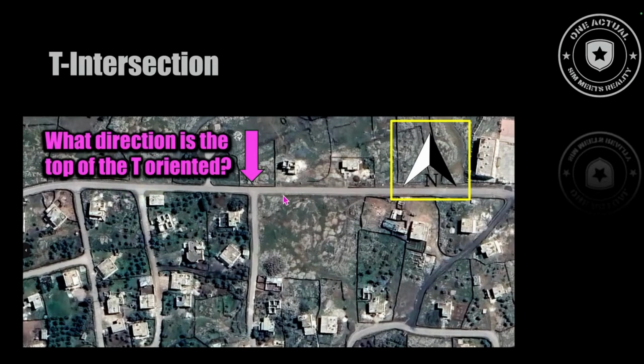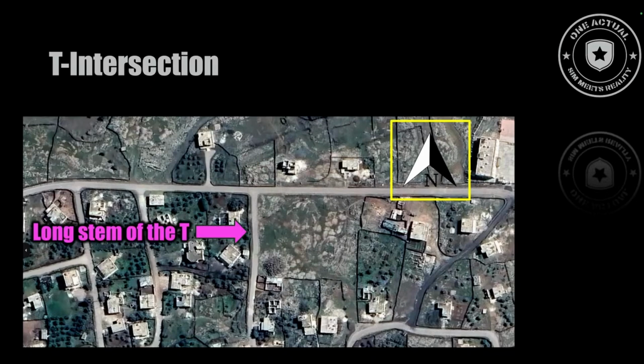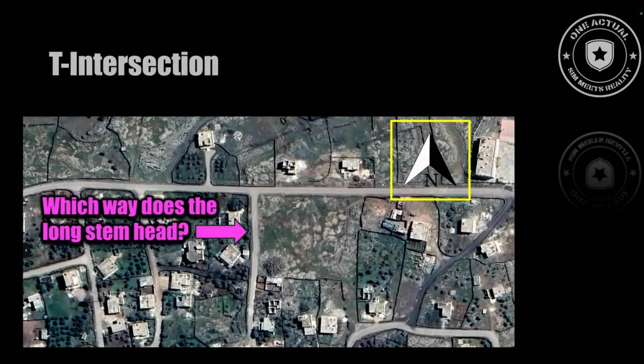East-west. East to west. Okay, yeah. So you could say, I have contact on the T, the top of the T, or the T intersection, the top of the T is oriented east to west. So the long stem of the T or the bottom of the T, and which way does the long stem head out? South. Right. It's going south. So now we have distinguished the intersection with a bit of language so that we have it oriented.